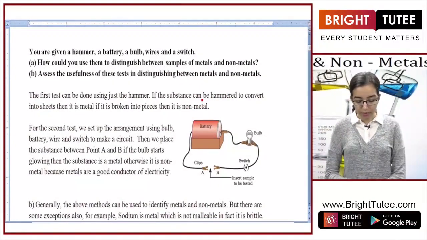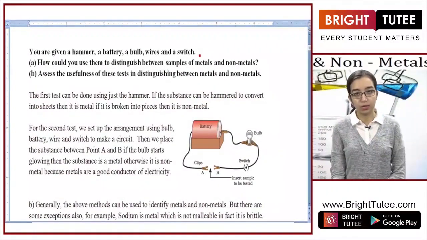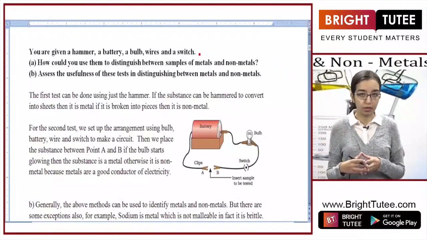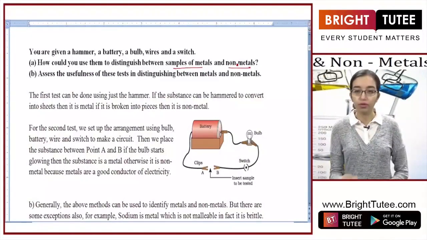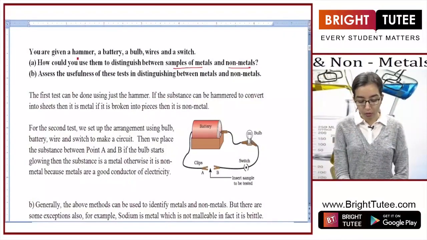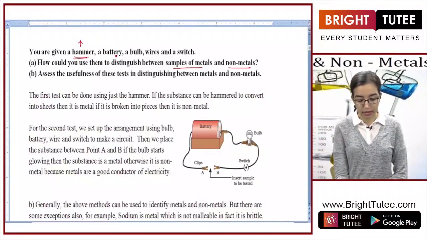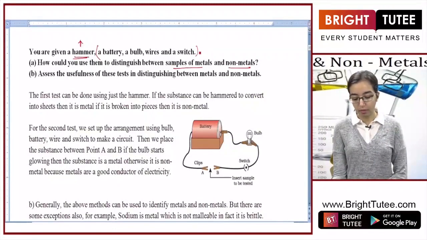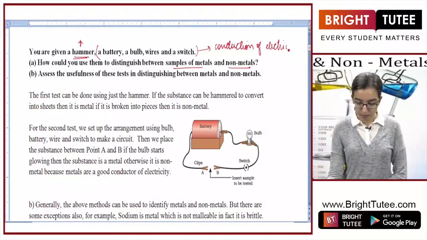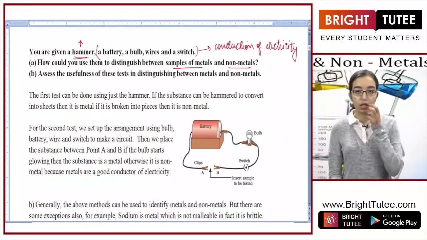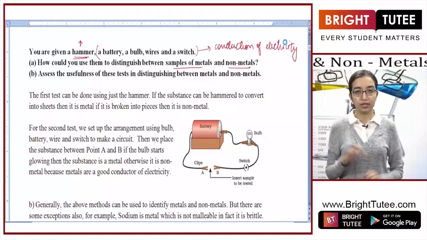You are given a hammer, a battery, a bulb, wires, and a switch. So these are all the apparatus that we have been given. How could you use them to distinguish between samples of metals and samples of non-metals? So we already know that the hammer would be used for physical properties of malleability and ductility, whereas all this together can be used to check conduction of electricity. We can create a circuit with these equipments and see if an element conducts electricity or not.